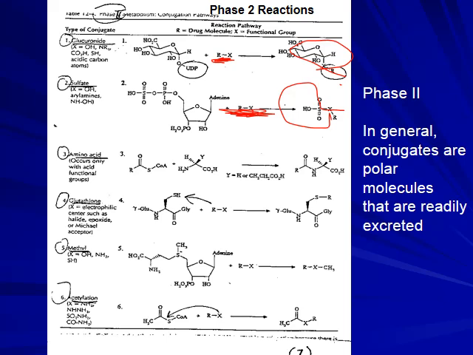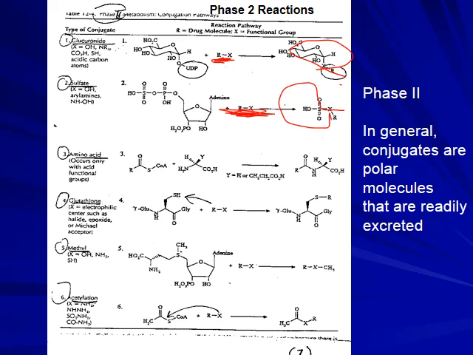Free sulfhydryl. Come on, I ask this in biochem all the time. It's the only one with a free sulfhydryl, the only amino acid. Cysteine. Very good, whoever said that. Right? So here's a sulfhydryl.